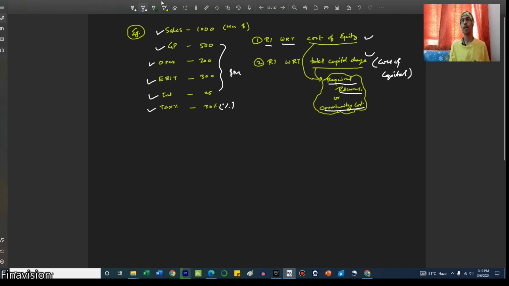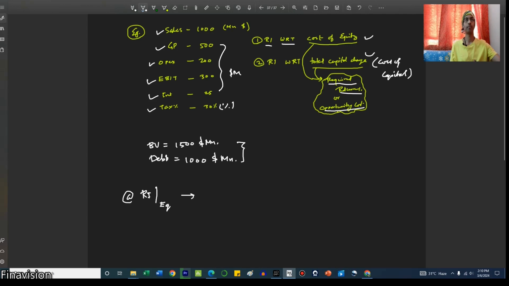Let's do that. Let's make a few more assumptions. Let's say the book value of this company is $1,500 million. The debt amount of this company is $1,000 million. Now first of all, we will calculate residual income with respect to equity, that is, required return on equity.